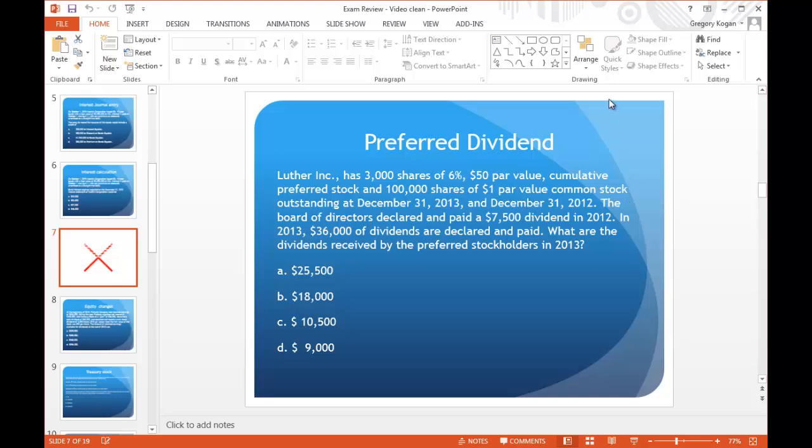In terms of going through the preferred dividend question here, we have a way of figuring out what the par value is, right? So we have the 3,000 times the 50 shares to figure out the par value, times 6%, right? That gives us what the dividend would be. So it gives us 9K. That's what the dividend would be.